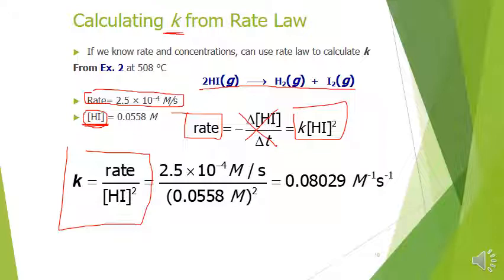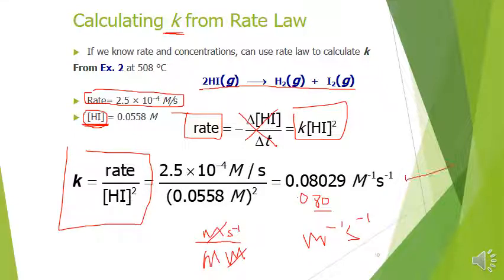Let's see the units. It should only have 2 sig figs, so it's going to be 0.080. Remember, this 0 is real because it's a real 0, and you need 2 digits. And the units: this is going to be molar to the minus 1, divided by molar squared. Just cancel out, and so you end up with molar to the minus 1, second to the minus 1.